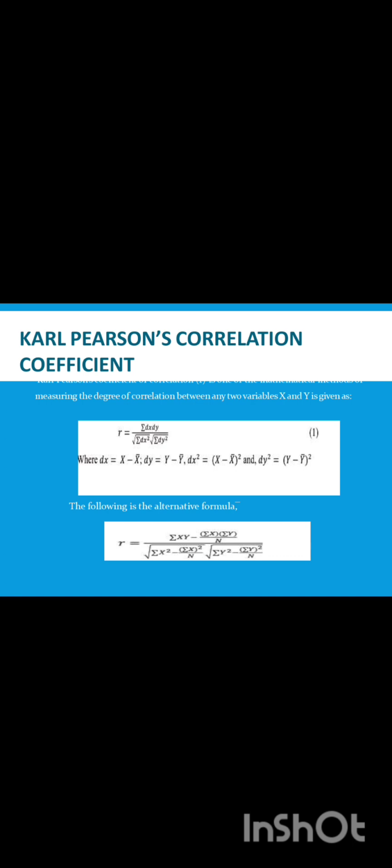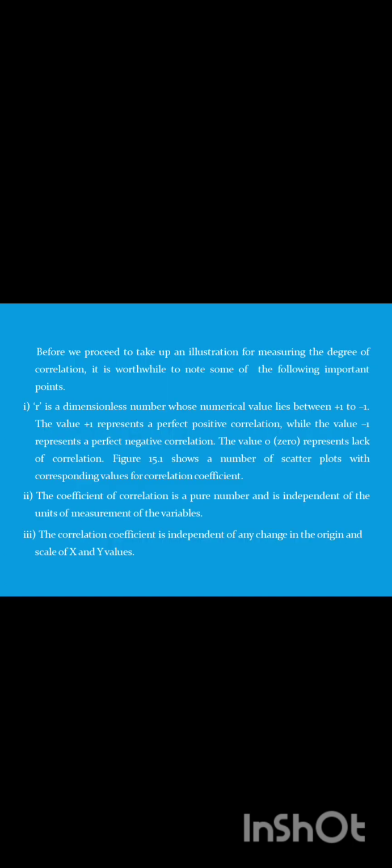Before we proceed to take up an illustration for measuring the degree of correlation, it is worthwhile to note some of the following important points. Number 1. r is a dimensionless number whose numerical value lies between +1 and -1. The value +1 represents a perfect positive correlation, while the value -1 represents a perfect negative correlation. The value 0 represents lack of correlation. Figure 15.1 shows a number of scatter plots with corresponding values for the correlation coefficient.